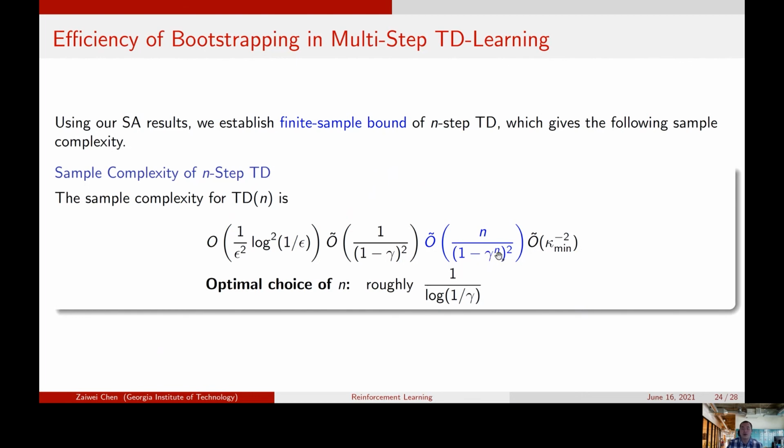So by optimizing this term in terms of n, we get a rough estimate of the optimal choice, which is 1 over log(1 over gamma). So this makes intuitive sense because when the discount factor is very small, it doesn't make sense to use n-step TD. But when the discount factor is large, close to 1, then in that case, using n-step TD has provably better performance according to our result here. So this is the first known result in the literature.